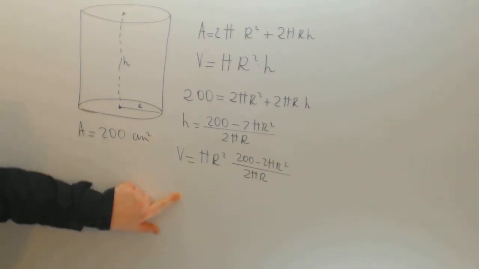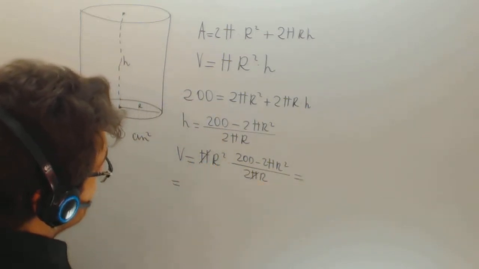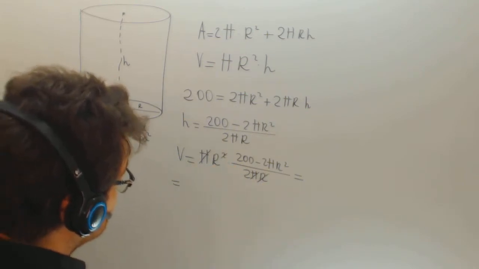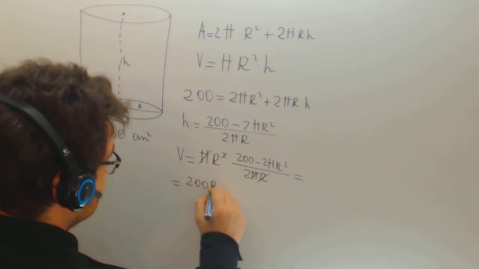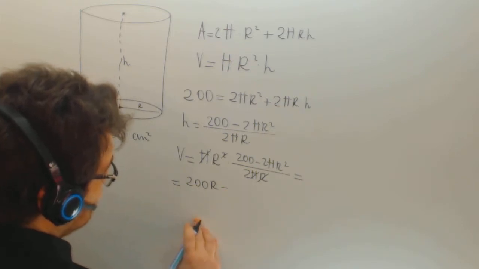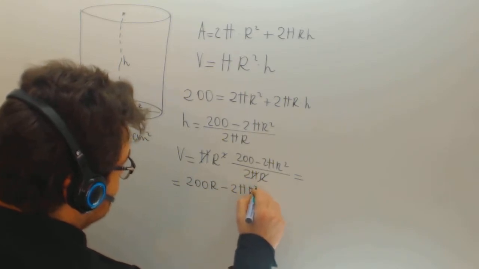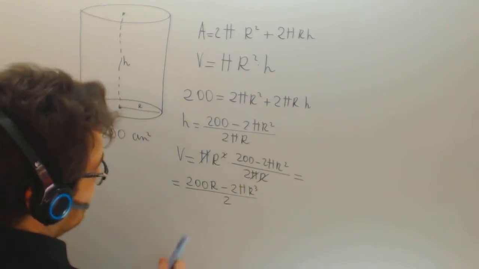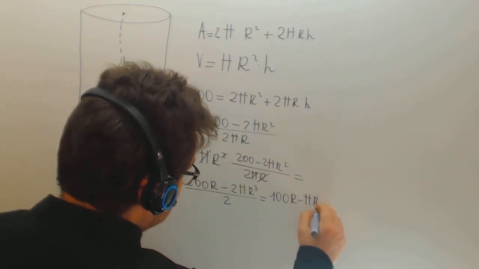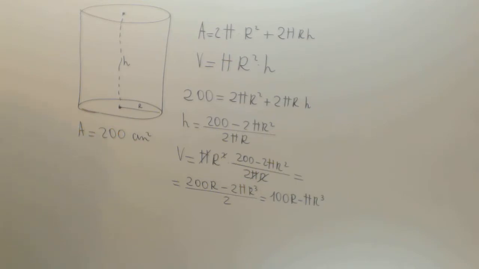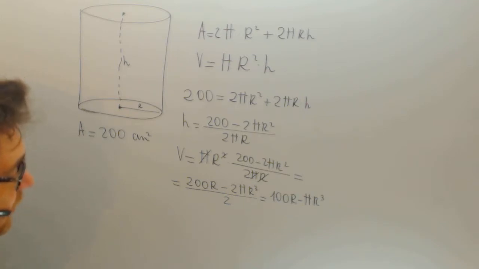Okay? I'm gonna put it in a better way, this π with this π, and this r with this r. So you get 100r minus 2πr cubed divided by 2, and you can simplify the 2. And write 100r minus πr cubed. Okay? It's easy. And this is the formula you have to derive, because you want the maximum value.